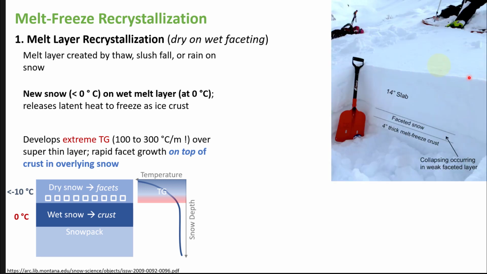So here's a cross-section of a pit where we have a dry snow slab, and then we have a thin faceted snow layer on top of a 4-inch thick melt freeze crust. So that faceted form was occurring on top of that melt freeze crust, which was our wet snow layer originally. So likely what happened here, we had an original layer, we had a thawing event, and then we had cold, dry snow that fell on top, and then we formed this new faceted layer.